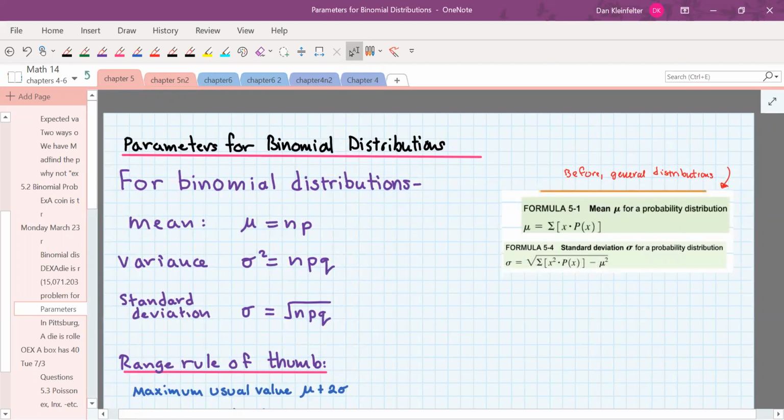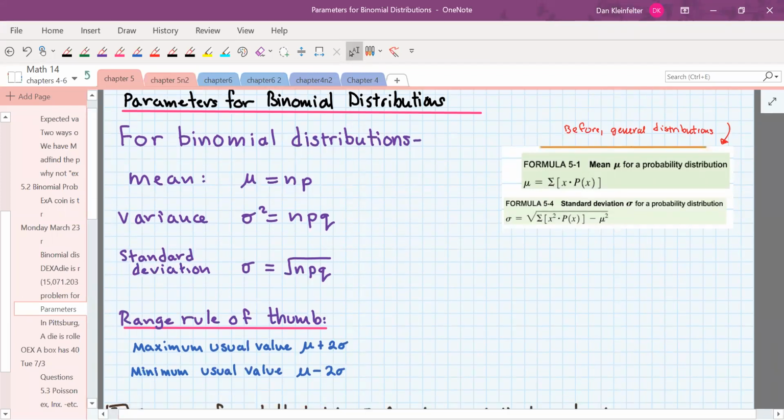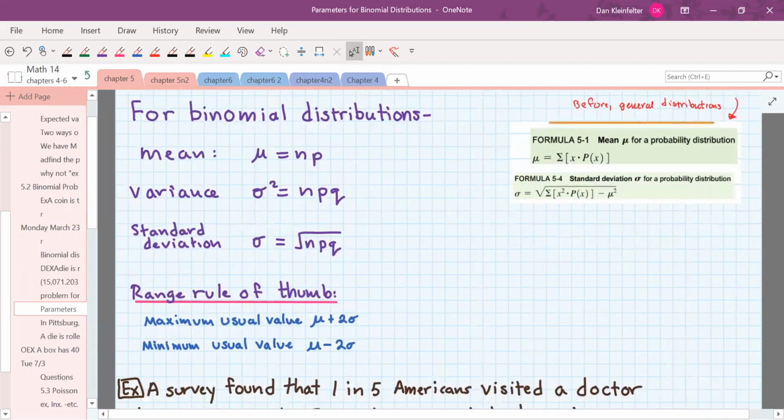For the mean of a binomial distribution, it's going to be NP, where P is the probability of success and N is the number of trials. For the variance, sigma squared is N times P times Q, where again N is the number of trials, P is the probability of success, and Q is the probability of failure. For standard deviation, we just take the square root of the variance. These formulas can help us decide whether some outcome is significantly high or significantly low. So let's see some examples.